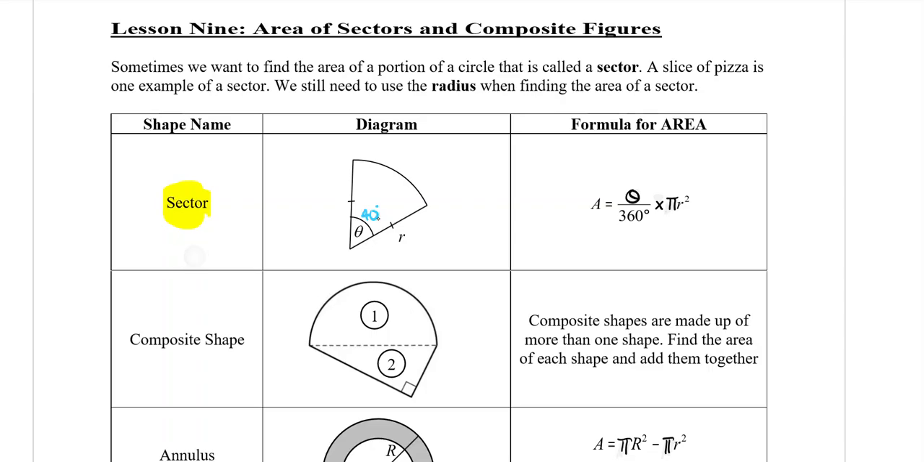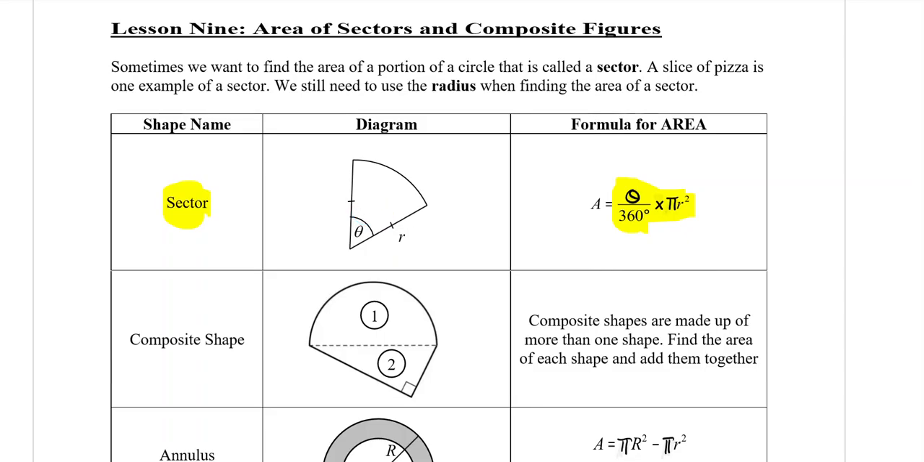Now, if we know that there is 360 degrees all the way around the revolution, whatever that angle is, we put it over 360 degrees. So here's the formula. Theta over 360, that gives us the fraction, and then we times that by the pi r squared. So that's the formula for the area of a sector.